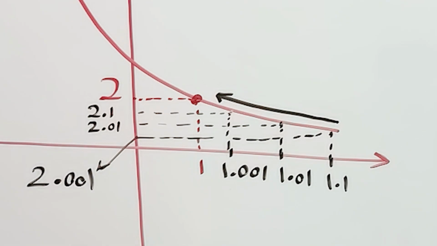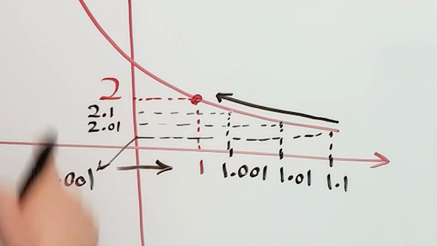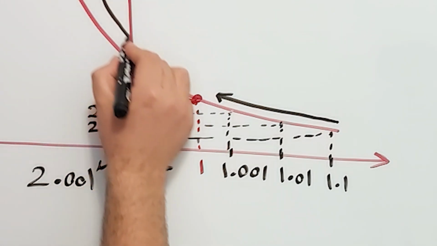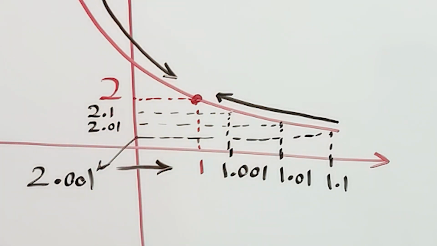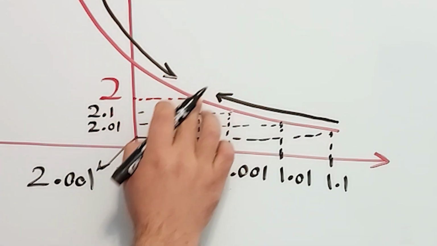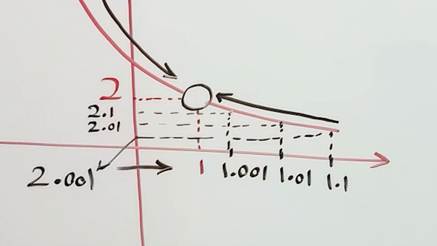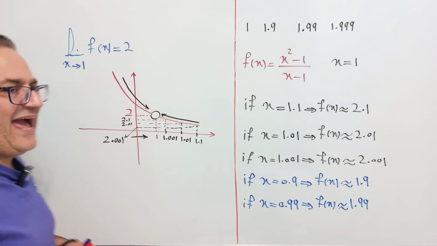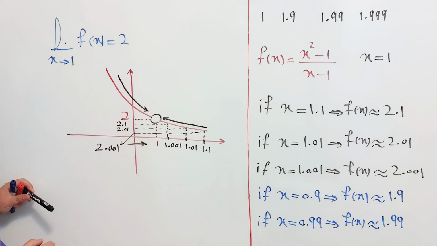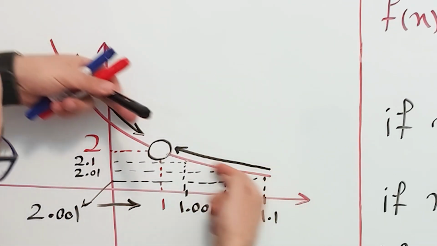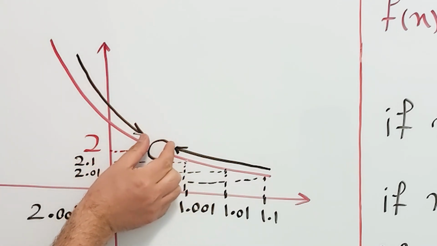And from the other side, if we approach 1 from the left, the graph approaches 2 from above, okay? So even if the graph is open at that point, meaning the function has a hole there, the limit exists because the graph approaches the same value from both sides, okay?